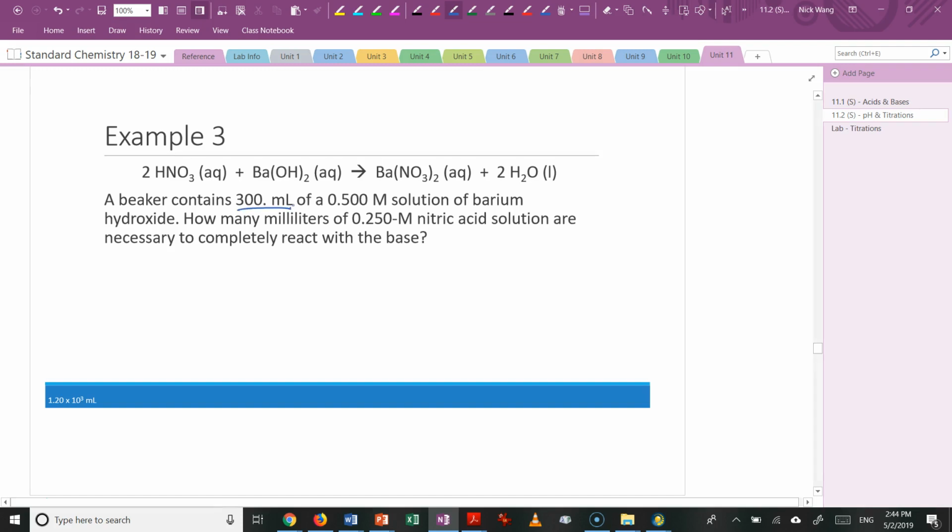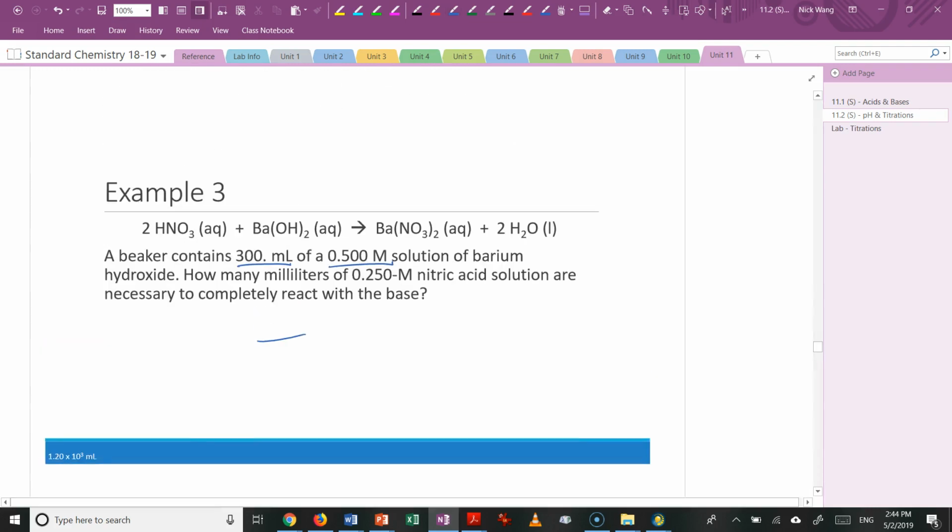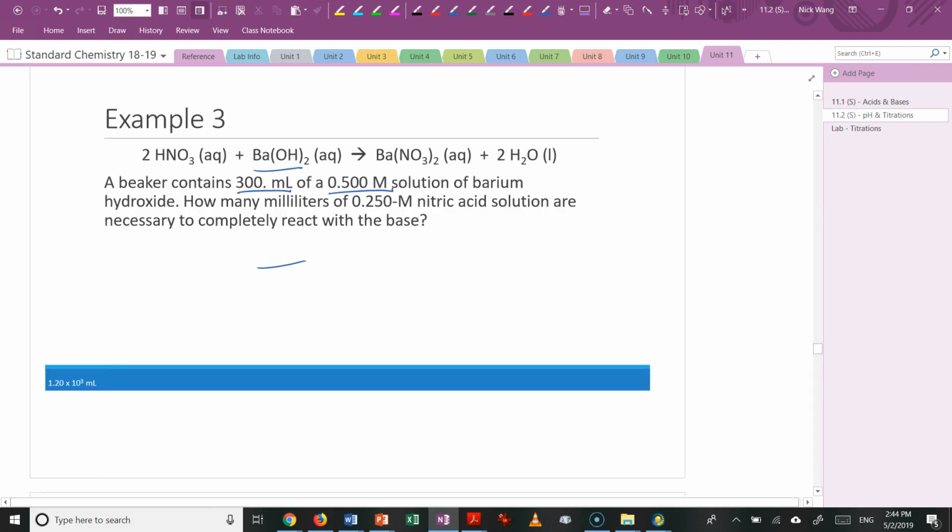They give us a volume of the base solution. They give us the concentration of the base solution. If I'm given a volume and a concentration, or molarity, of any solution, I can then figure out how many moles of barium hydroxide are involved. Let's see how that might look.